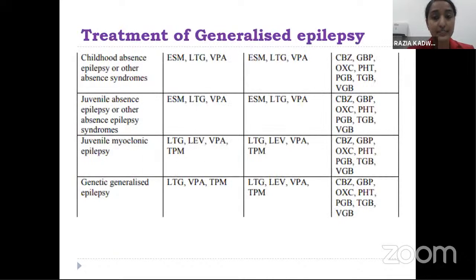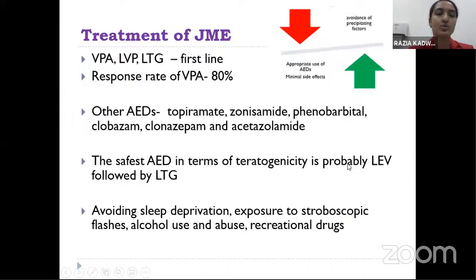As for every type of seizure, we have certain choice medications for juvenile myoclonic epilepsy also. The first line medications are levetiracetam, valproate, lamotrigine, and topiramate. Remember, you have to avoid carbamazepine, phenytoin, tiagabine, and vigabatrin in these patients. When you have to choose medication, we know the first line drugs are valproate, levetiracetam, and lamotrigine. The drug response is good with valproate. Up to 70 to 80% of patients will have good seizure control.